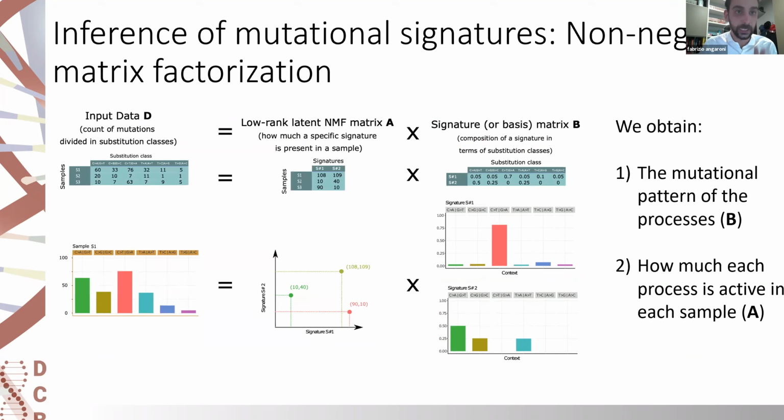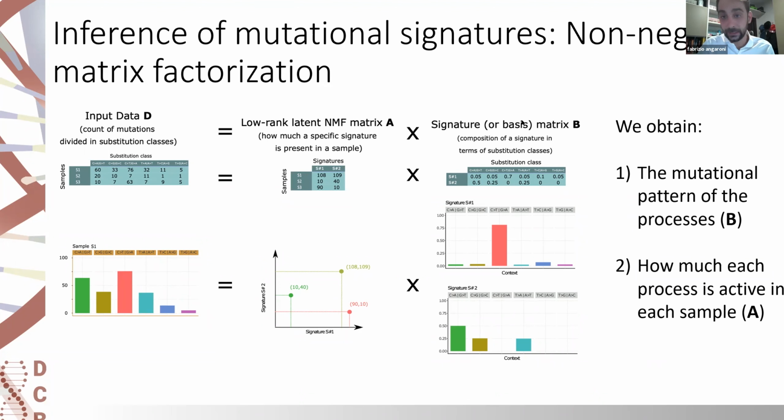Technically, this problem is a non-negative matrix factorization, where we start from the data D, where we have the samples, and for each sample, we have the number of mutations that fall in a certain class. For example, here we have the C2A class and G2T class. And we have one row for each sample. Then with a Monte Carlo approach, we can decompose this input data into different matrices.